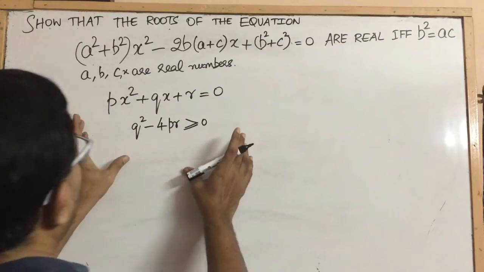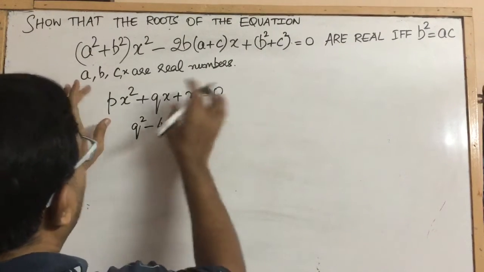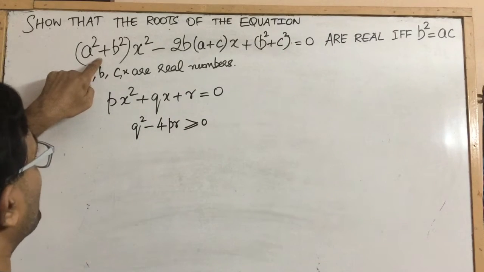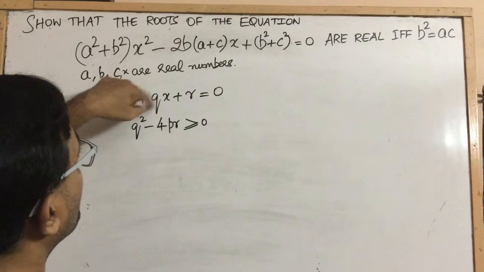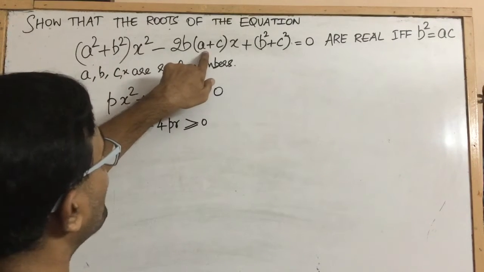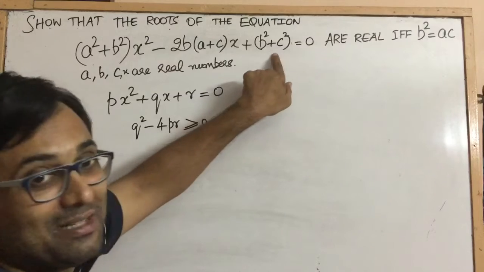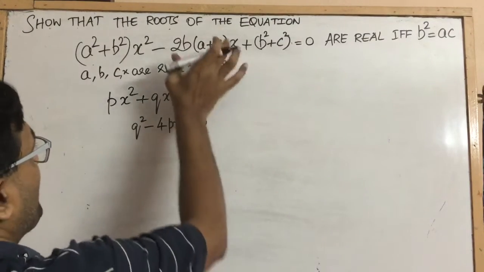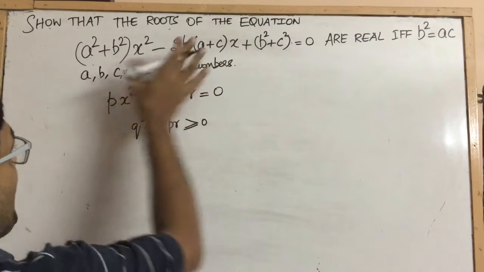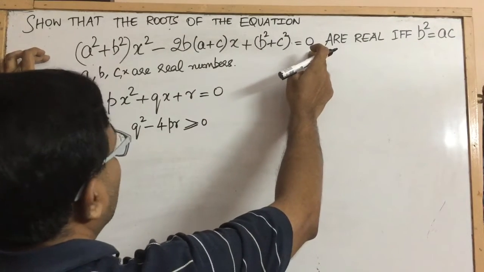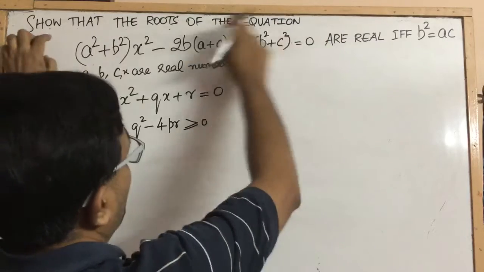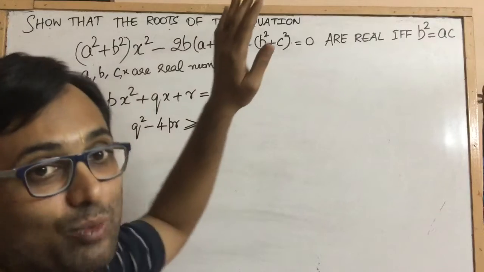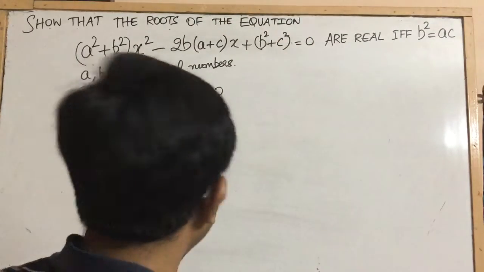Now let's look at plugging the values of p, q and r for this given equation. So here p is a squared plus b squared, q is minus 2 times b into (a plus c), and r is b squared plus c squared. Right? So let's plug these in here. This equation will have real roots, which is what we are supposed to prove. We are supposed to find the condition under which this quadratic equation would have real roots.